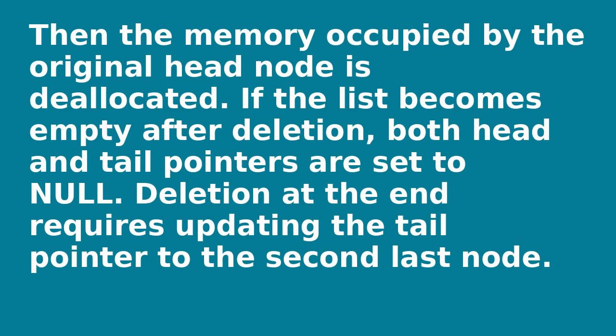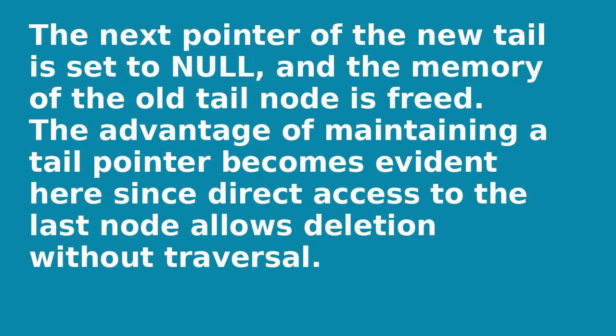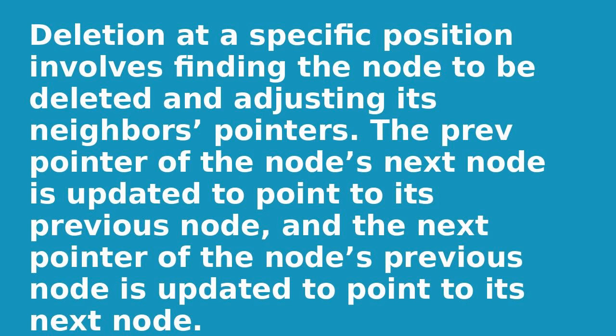Deletion at the end requires updating the tail pointer to the second last node. The next pointer of the new tail is set to null, and the memory of the old tail node is freed. The advantage of maintaining a tail pointer becomes evident here since direct access to the last node allows deletion without traversal. Deletion at a specific position involves finding the node to be deleted and adjusting its neighbor's pointers.